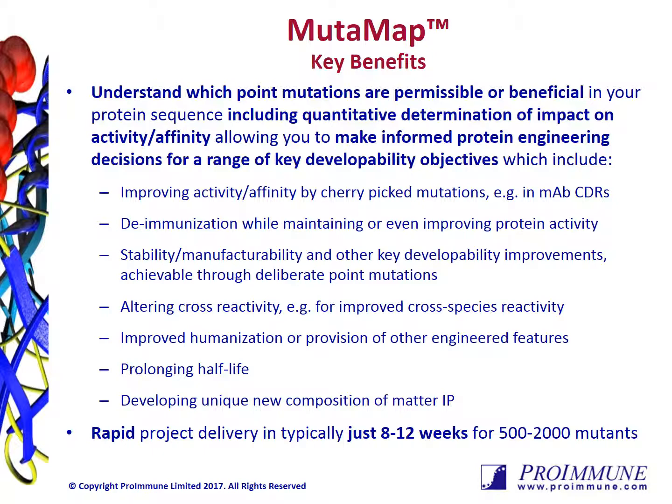Since a key element to MutaMap is the confirmation of the ability of the protein to be expressed, the assessment of manufacturability and stability and other developability attributes are central to the advantages that MutaMap brings. Your antibody can even be engineered to improve the characteristics of species cross-reactivity for the purposes of preclinical safety testing. We can prolong half-life, and of course the whole process also generates unique new composition of matter with respect to intellectual property.